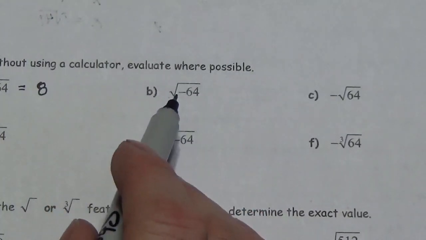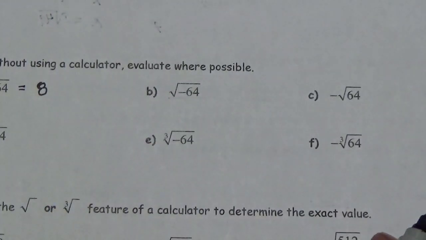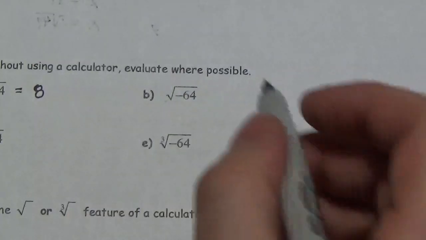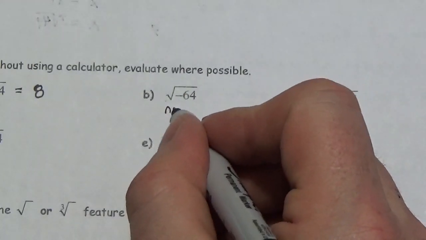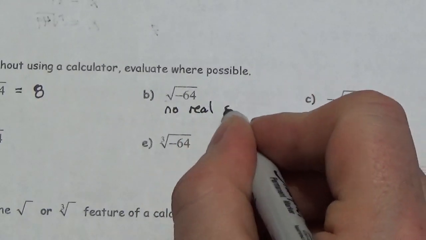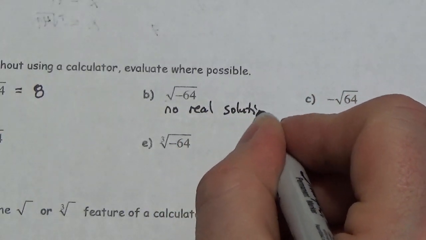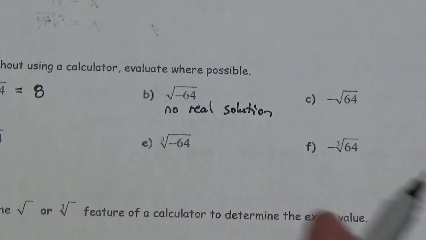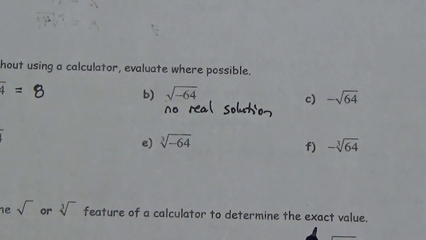The square root of negative 64, well, we talked about this just a few moments ago. I cannot take the square root of a negative, so this has no real solution. It does have a solution, it's just what we call an imaginary or complex number.